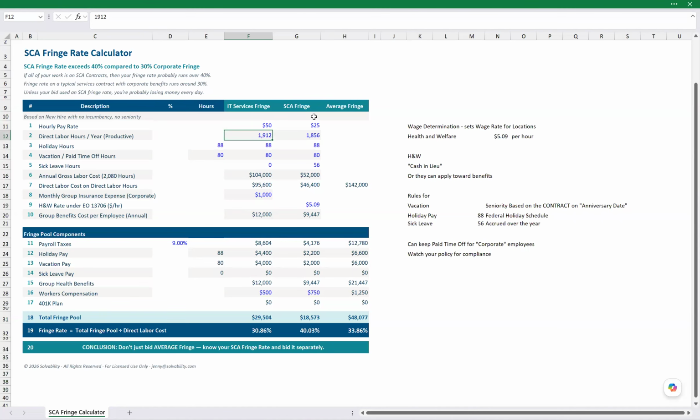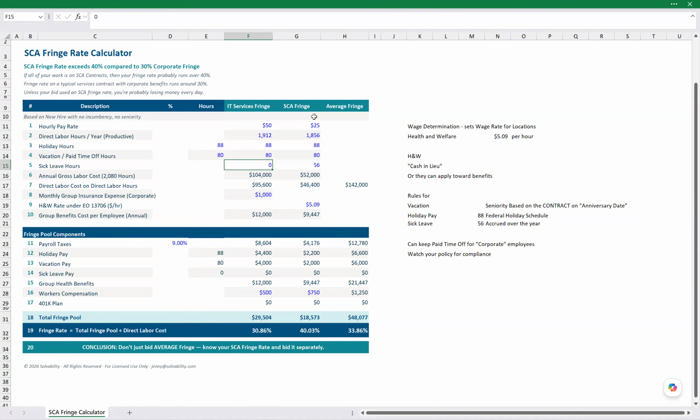When I create a bid, I have to say how many productive hours they work. Productive hours is usually 2,080 hours, which is 52 weeks times 40, minus the hours they'll be taking as leave. And sometimes the proposal or the RFP will tell you that information. But in this case, I just said I'm going to take 2,080 minus 88 hours for holiday and 80 hours for vacation. Like you said, sometimes it's called paid time off.